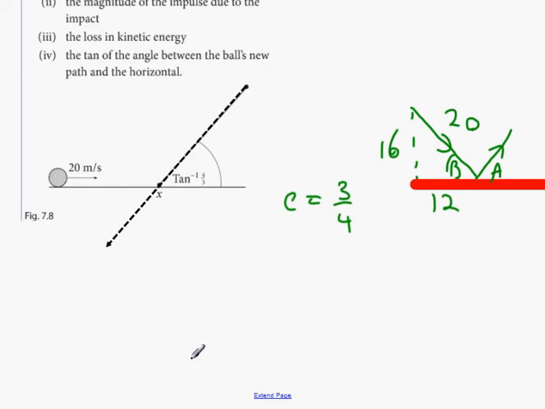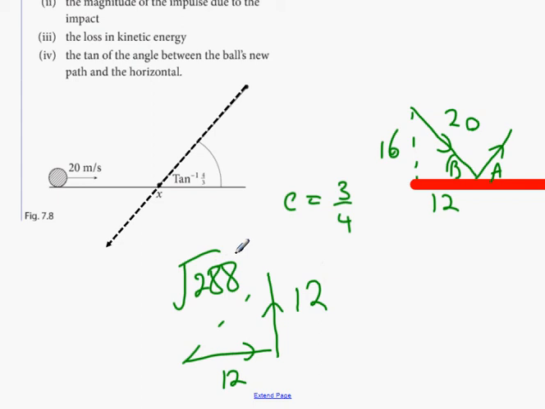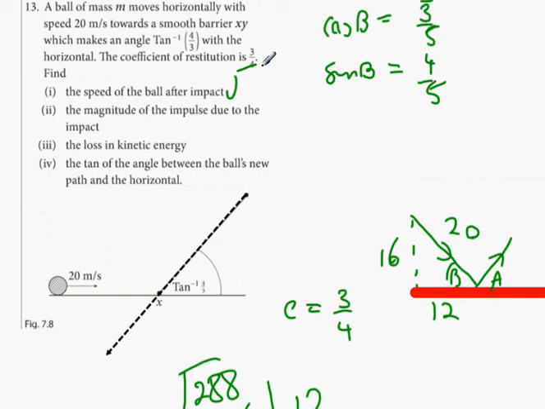Which part gets affected, lads? The 12 stays at 12 and the 16 gets changed into what? 3/4 of 16, anybody? 12. 12 and 12. Velocity after impact, the speed of the ball after impact. So guys, we have to get the hypotenuse. 144 plus 144 makes square root of 288. 12 across, 12 up, so root 288.